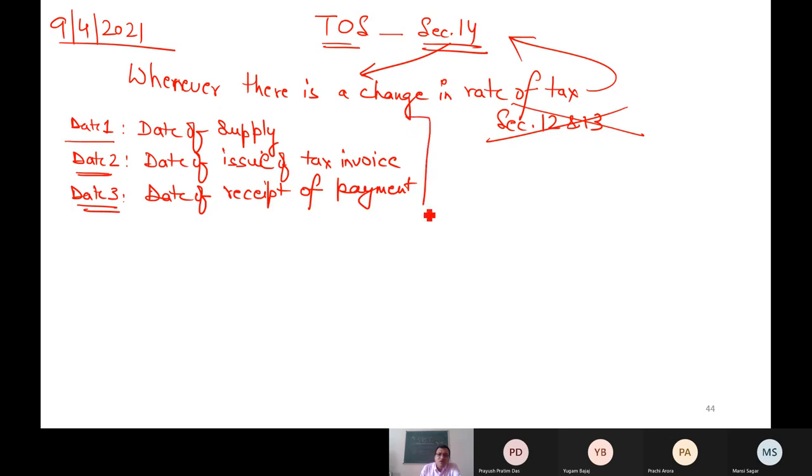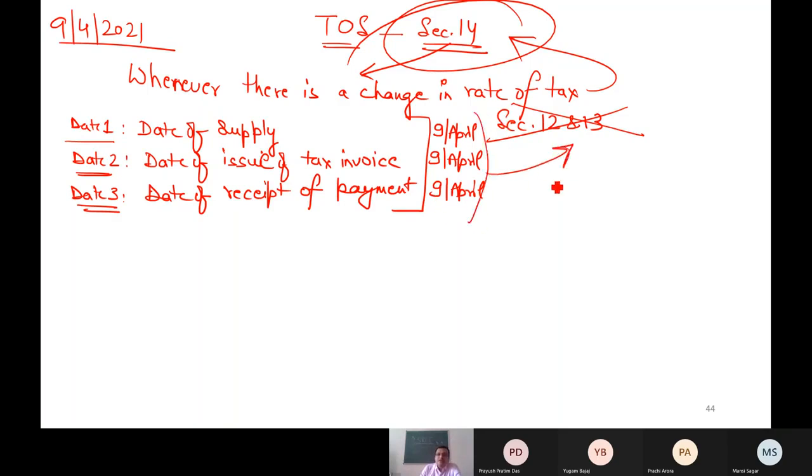If all these three are on the same day, then there is no problem. If all the things are happening on 9th April, today I made a supply, today I issued the invoice, and today the customer has given me the payment, then why will I apply section 14? That is not relevant, because everything is happening on the same day. So today whatever is the rate, that will become applicable. So I'm not going to apply section 14 then. Then I will apply section 12 or 13 as the case may be, because everything is happening today.